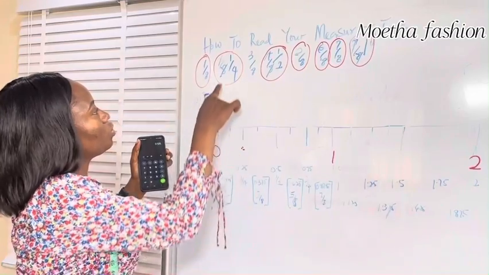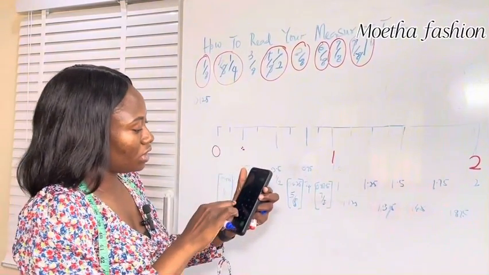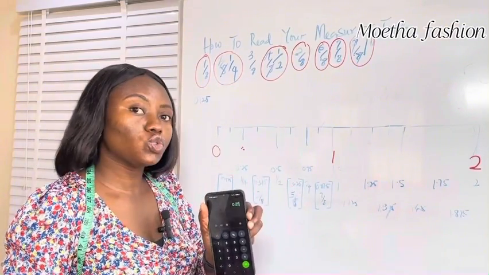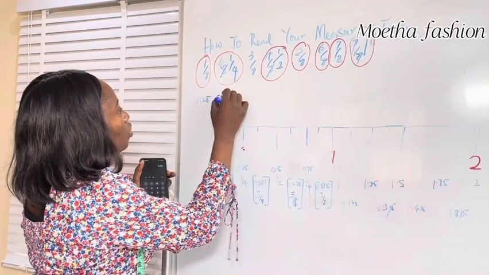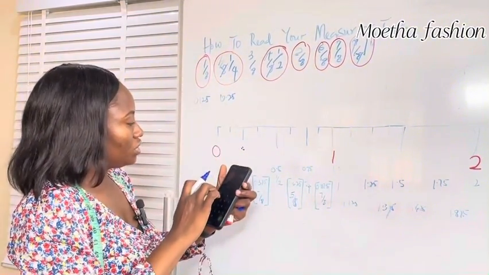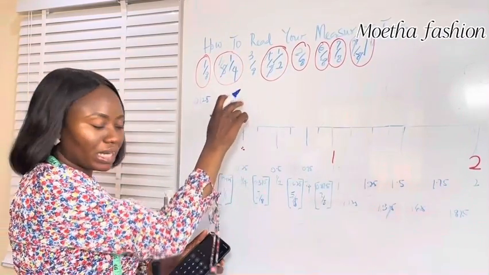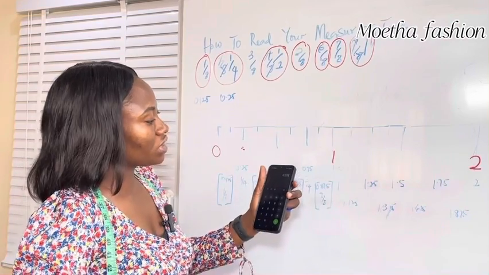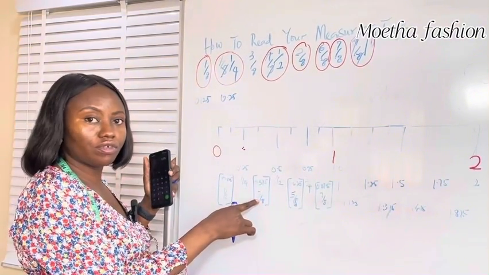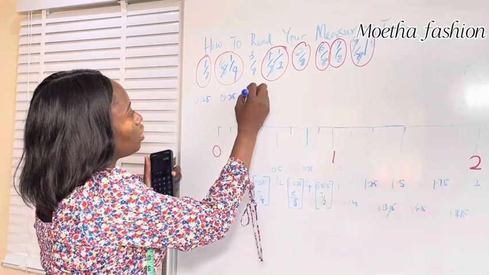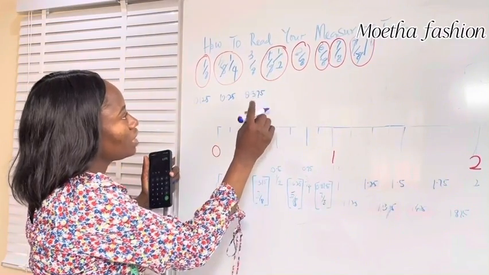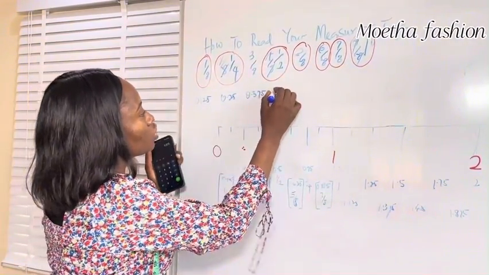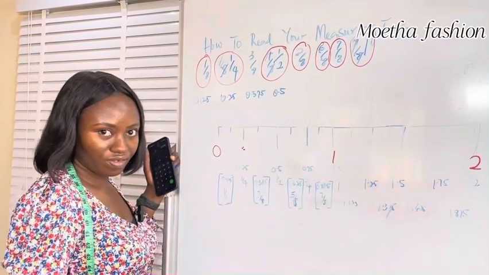Next, you pick up 1 over 4 on your calculator. 1 divided by 4 will give you 0.25. You do the next one, which is 3 divided by 8. 3 divided by 8 will give us 0.375. I'm going to do this on and on like that. 1 divided by 2 will give you 0.5.